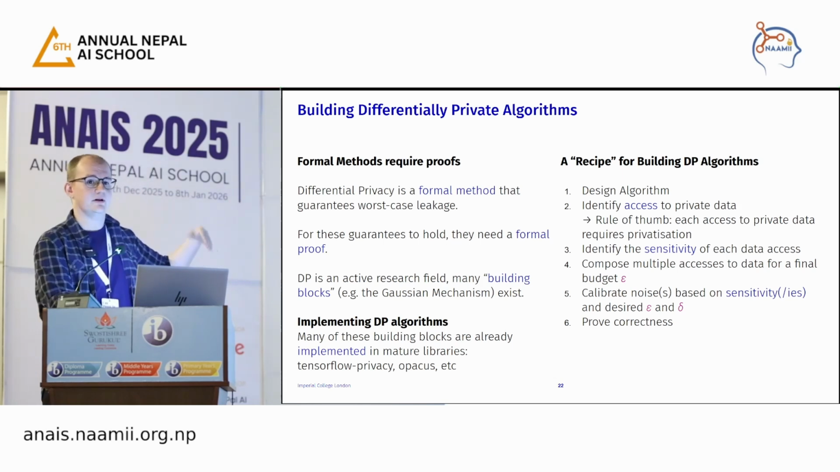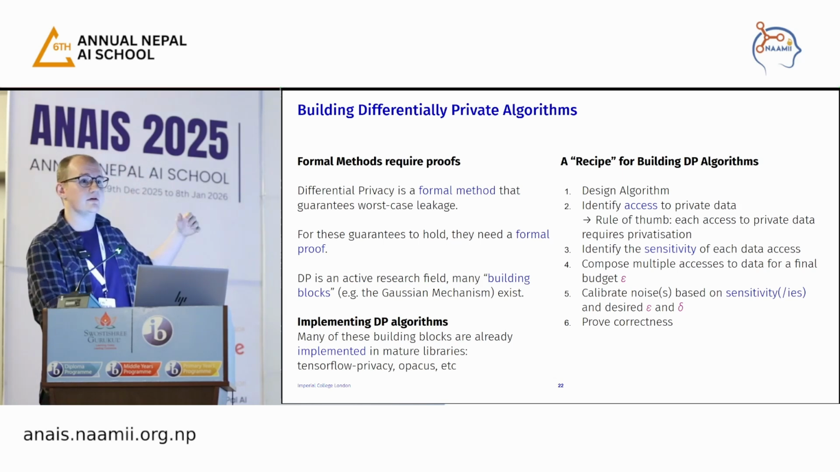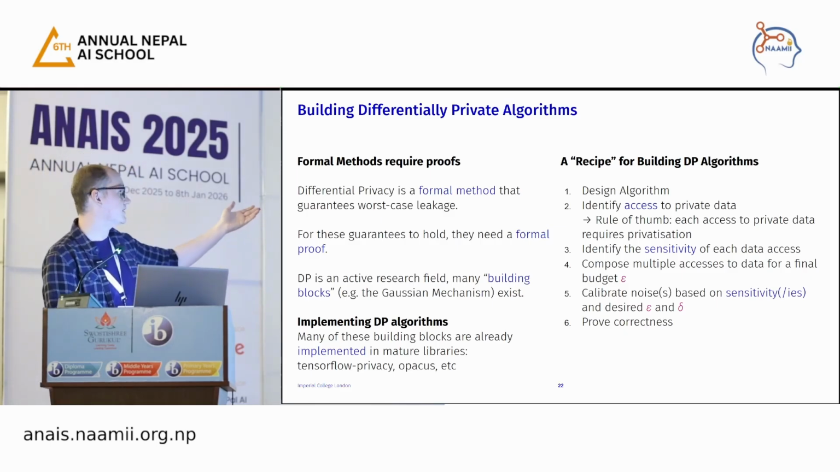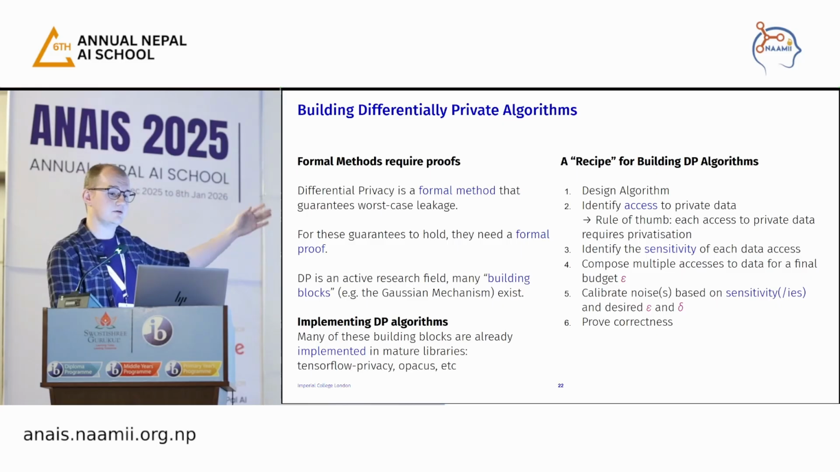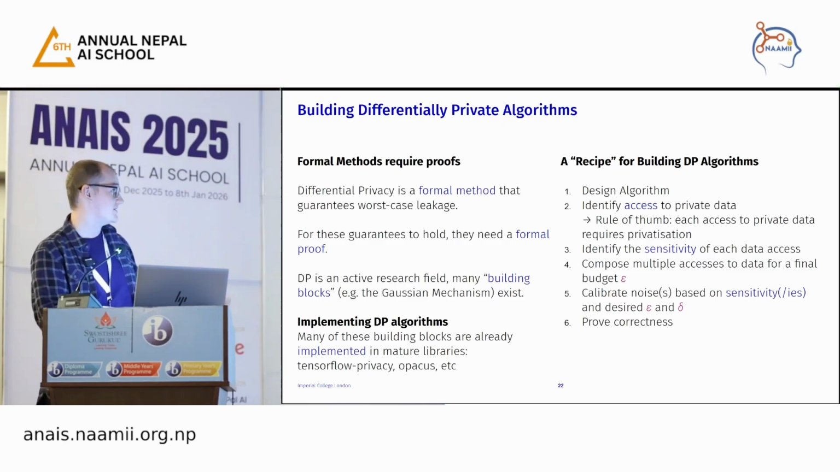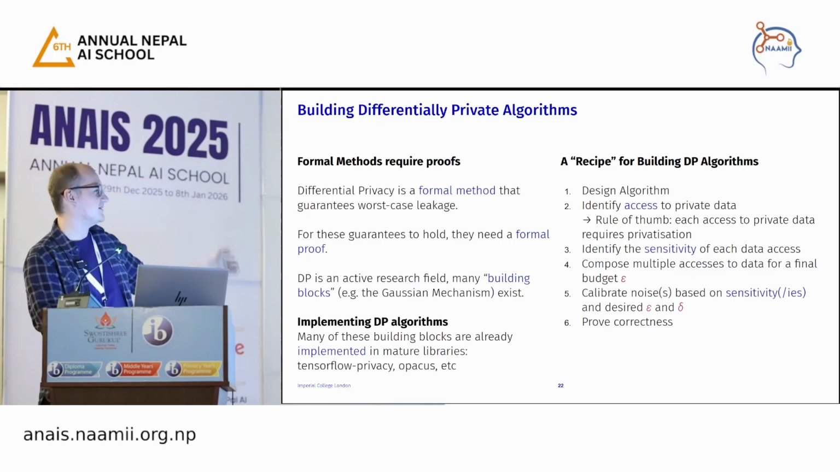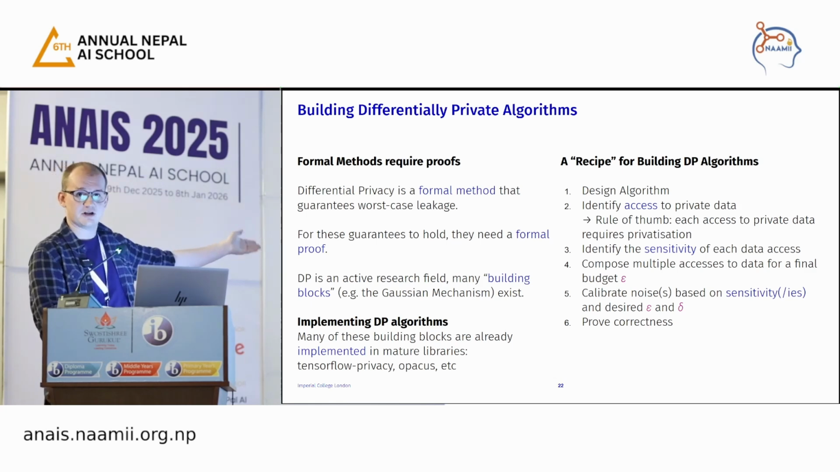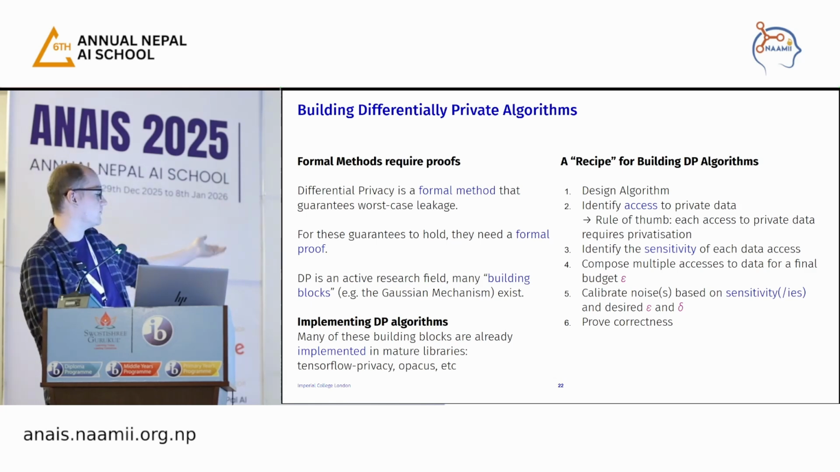As you learn in maths, or maybe in logics, in formal computer science methods, you need to prove that whatever you have come up with actually holds, which is something that I've been avoiding so far because the proofs are very long and boring. I just try to get the intuition behind it over to you, right? But you need to show that whatever you have come up with satisfies these differential privacy guarantees. And that's an active research field where, again, many building blocks like the Gaussian mechanism, which adds noise, that I have just shown before, exist.